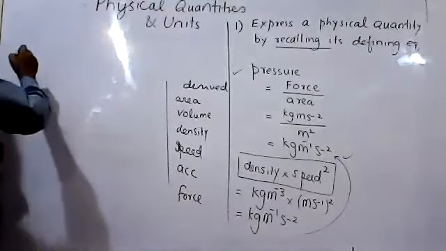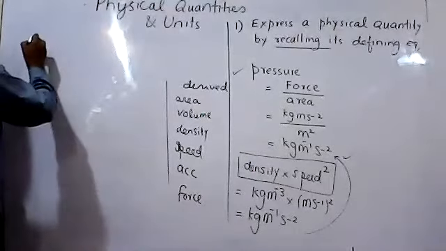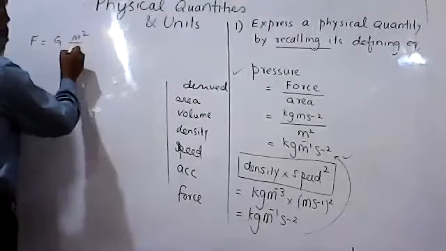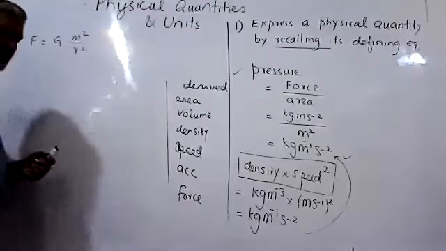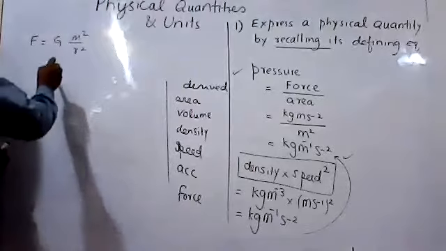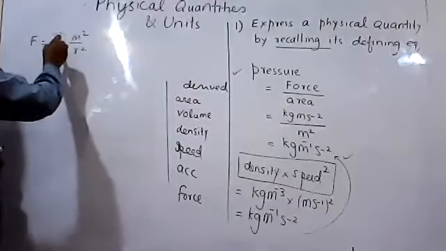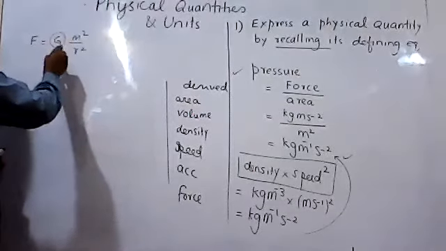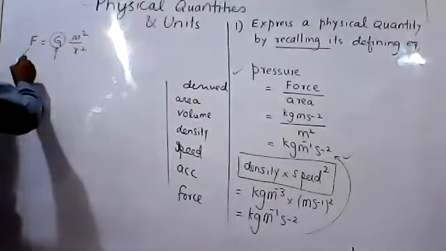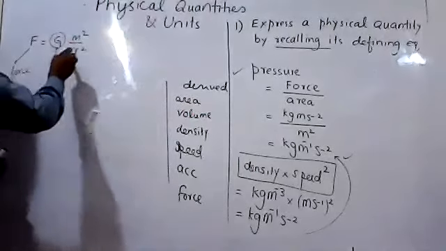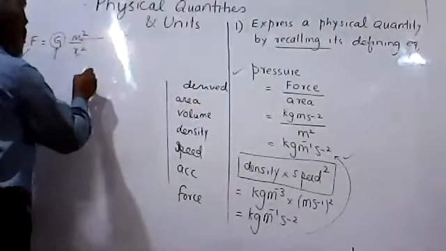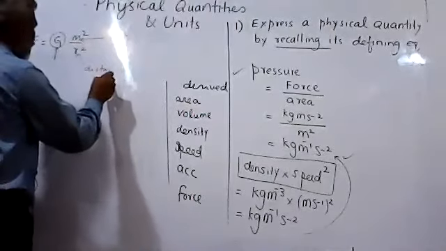For example, in this equation, F is equal to G m squared over r squared. I discussed it yesterday. I'm revising it just to show what this type of question is. G is a constant that we don't know. And in order to find it, I express force, mass, and distance in terms of base units.